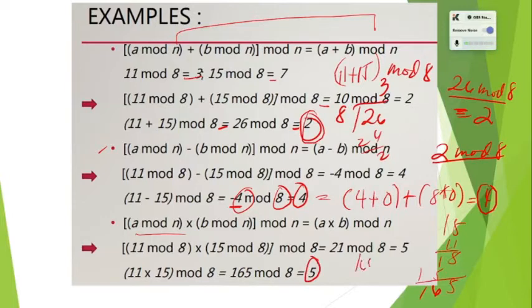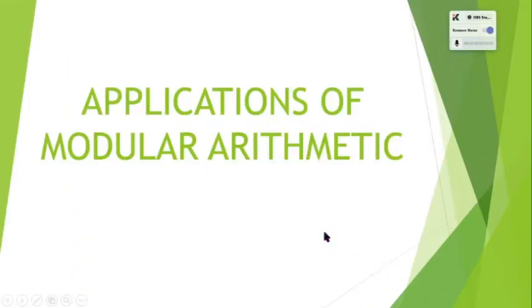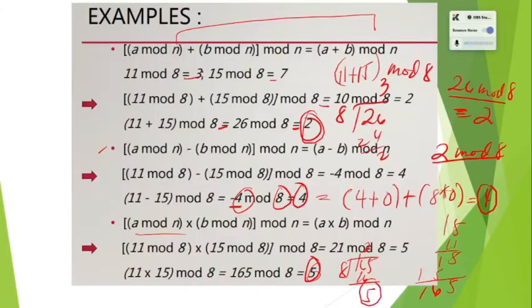So, obviously, that is 165 divided by 8. So, this is 2, 16, then 5. So, the remainder is 5. Kaya, okay? Now, let's go with the next slide. Okay, so that ends our part 2 of week 13. Okay?